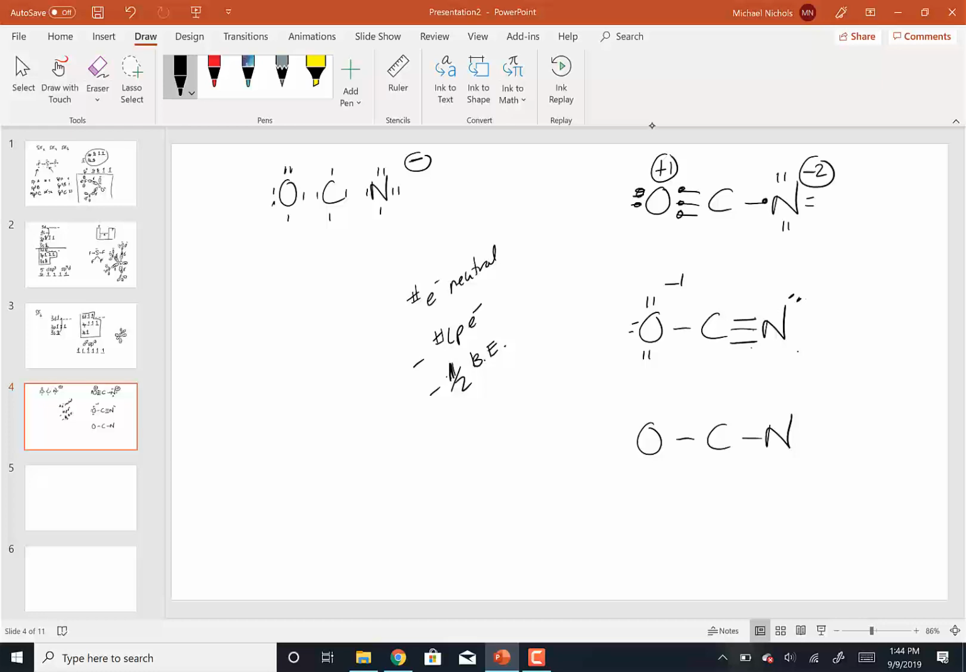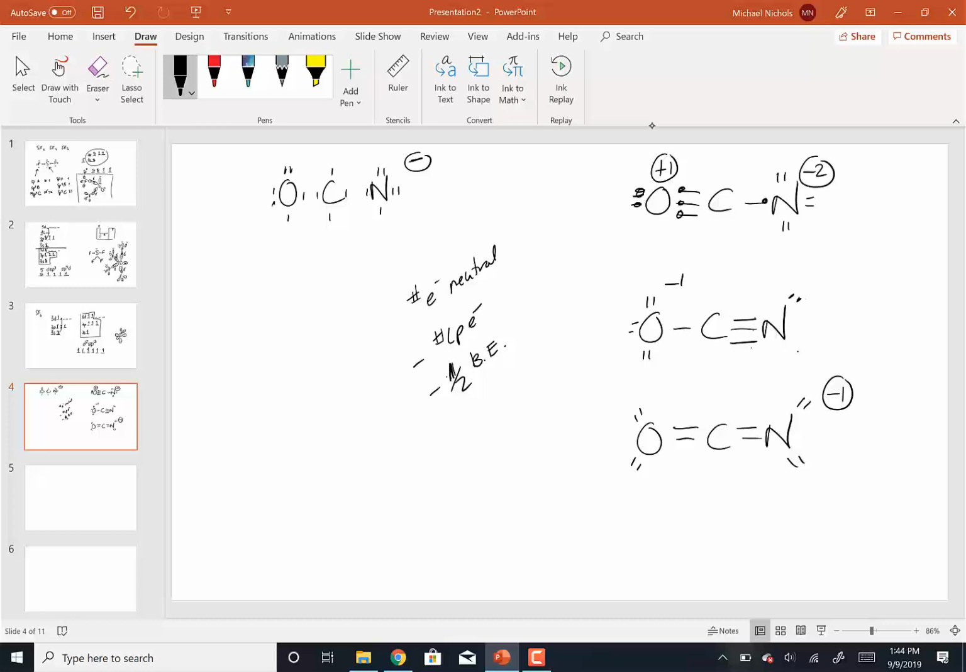I have oxygen with 2 lone pairs. Okay. A double bond to carbon, which has no lone pairs, and then it's double bonded to nitrogen, which has 2 lone pairs. And formal charge: 0 for oxygen, 0 for carbon, -1 for nitrogen. Does that one look good?